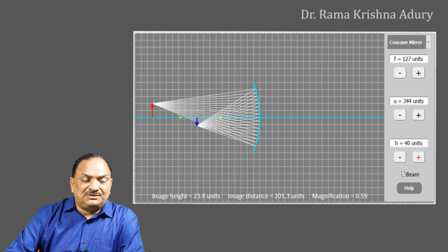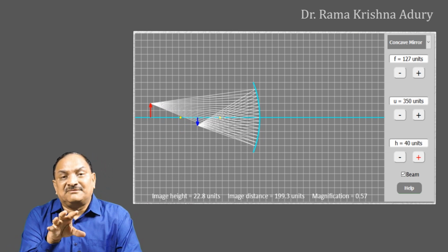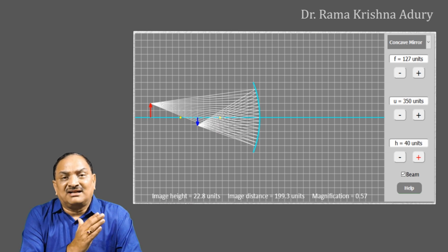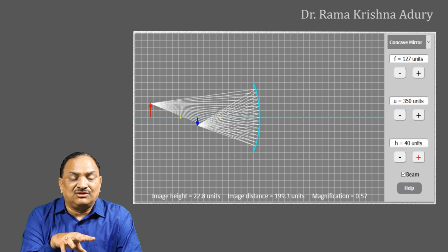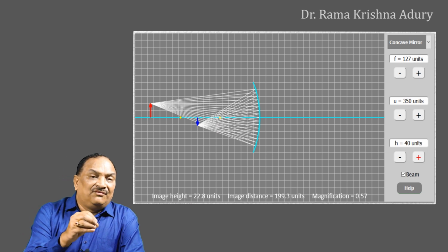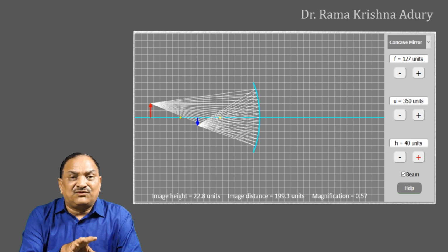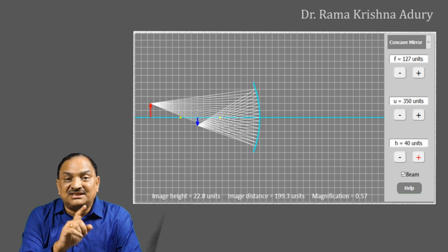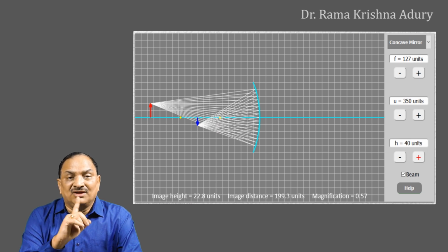But when you take this object a little beyond, the image is formed between F and C. So the object is moving farther, and the image is getting closer to the mirror. There's an important observation you have to notice there. When the object is placed beyond C, the image is formed between F and C, real image, inverted image, and important point, it's a diminished image. The size of the image is smaller compared to the size of the object. Real, inverted, and diminished.